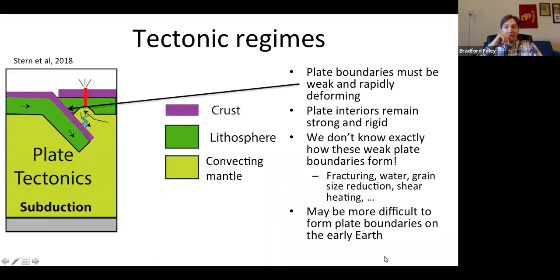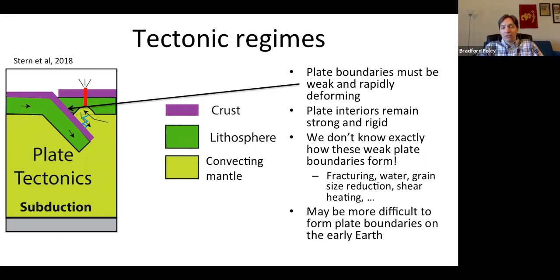All right, in order to have plate tectonics, we need to be able to form these plate boundaries themselves. These regions that are very weak, very narrow, and very rapidly deforming, while the plate interiors remain strong and rigid. We don't know exactly what process or combination of processes actually does this. This is one of the biggest unanswered questions in geophysics, and really maybe even in all of solid earth science. And it's something geophysicists have been working on for decades and will probably continue to work on for decades more in the future. We certainly have ideas for how these form.